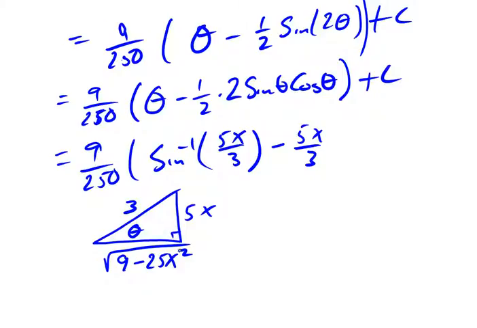And now I can see what the cosine is, because the cosine of theta is the adjacent side over the hypotenuse. So I've got the square root of 9 minus 25x squared divided by 3, all that plus c. That could be simplified, I suppose, but I think I'm happy leaving it as it is right now.